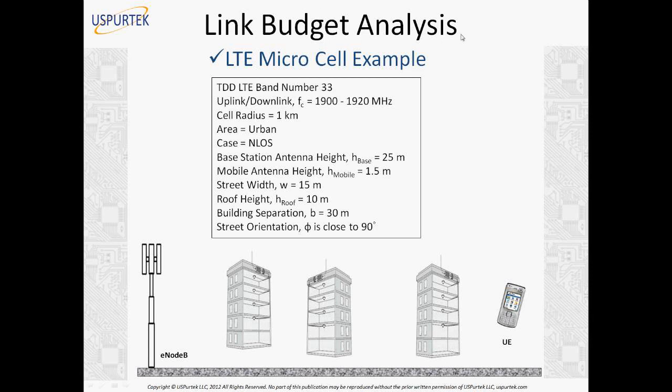Cell radius is 1 kilometer because this is a micro cell. Area is urban. Case is near line of sight. You know, near line of sight. That means a lot of diffraction will be happening here.